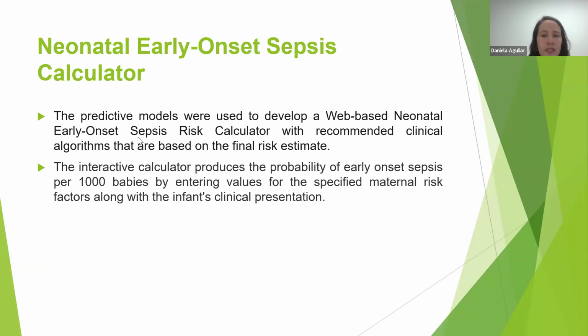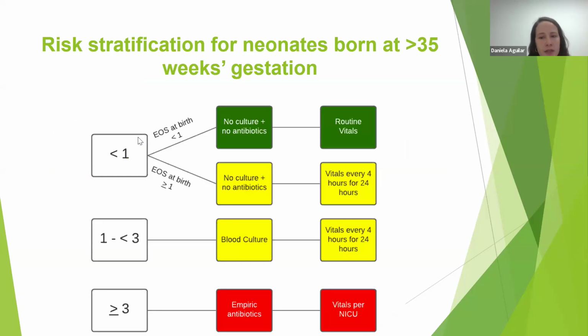The predicted models were used to develop a web-based neonatal early onset sepsis risk calculator, which recommends clinical algorithms that are based on the final risk estimate. The interactive calculator produces the probability of early onset sepsis per 1,000 babies by entering values for the specific maternal risk factors along with the infant's clinical presentation. These are the different predicted values that will be given by the neonatal early onset sepsis calculator.